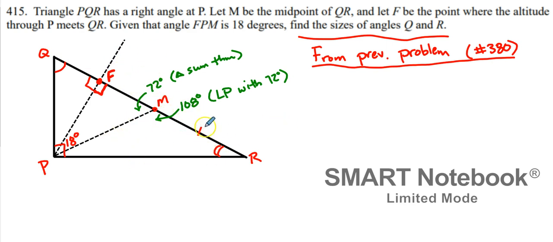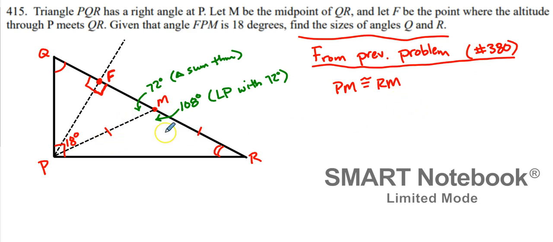So essentially what we figured out was that PM in this particular case has to be the same as RM, or congruent to RM in this particular case. So one more time, if you draw the midpoint of a right triangle and connect this vertex here to that midpoint, then that midpoint is going to be equidistant to each of the vertices. So QM, PM, RM, all congruent. And again, that's from problem 380, so go back and look at that one if you need to.